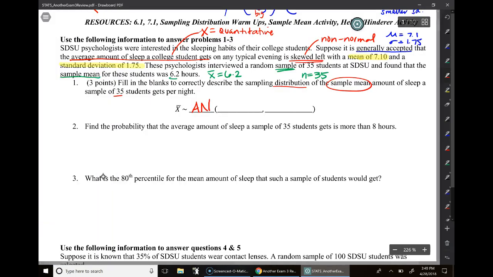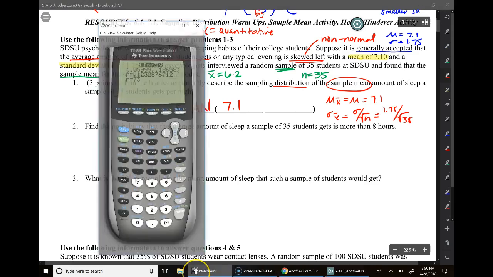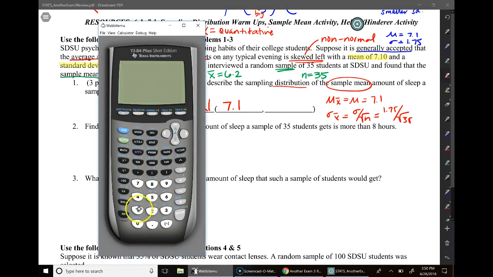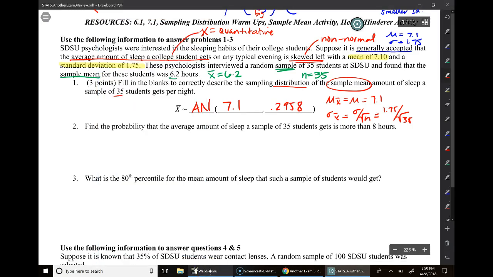exam review. The mean of the x bars is the real mean, which we already know is 7.1. So I can go ahead and throw that in here. And the standard deviation of the sample means is the original standard deviation divided by the square root of n. So this is 1.75 divided by the square root of 35. So I'll have to bust out my calculator. 1.75 divided by the square root of 35. 2.958. Right? Okay, cool.